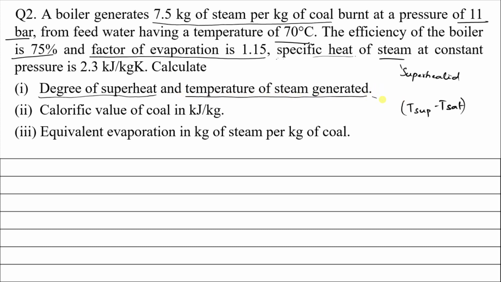Then I am supposed to find the temperature of the steam generated. That means I have to find T sup minus T sat, and then find T sup. Then I am supposed to find the calorific value of the coal. Here I am given my steam rate and the feed water temperature. When I talk about calorific value, the only term where it comes in is my efficiency, so the boiler efficiency is there. And then I am supposed to find the equivalent evaporation.